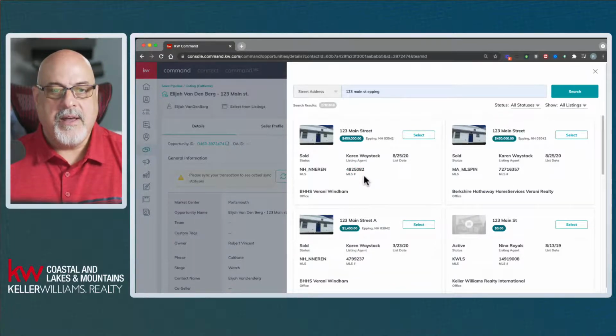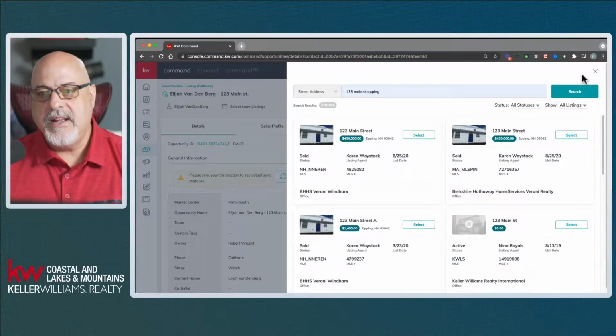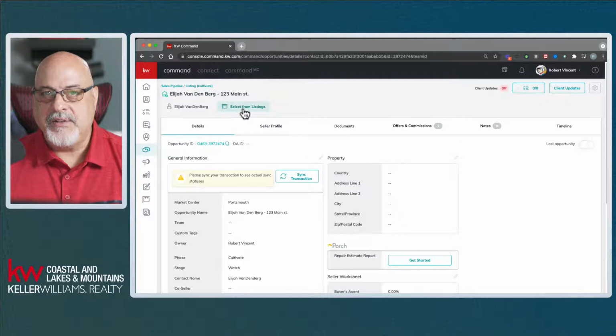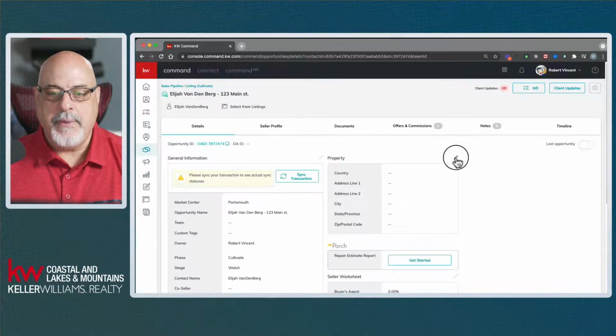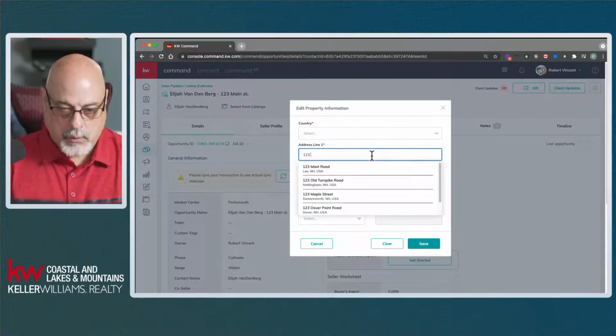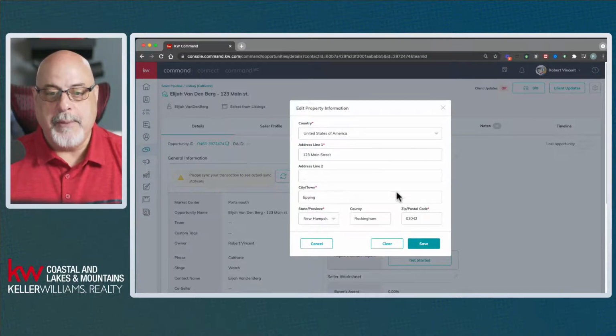Now, if this property is not on the MLS yet, or the MLS for some reason is not going to happen for whatever reason, you may not find it in this search by clicking that Select from Listings button. But down here, and this is a guarantee, you can always add the property without the MLS by clicking the pencil icon next to property and searching for 123 Main Street. And that will be in Epping. This property is a property without an MLS ID number. This is just a geographic location. And I'll put that in here for now.